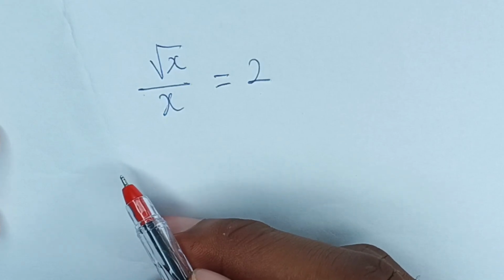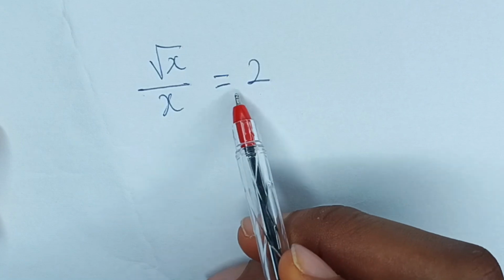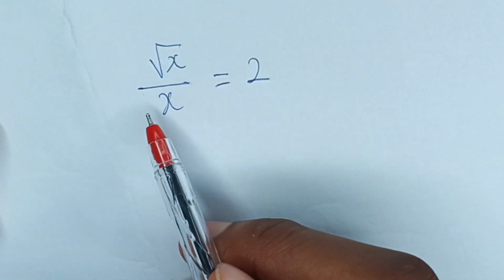Alright, let's solve this equation together. It says root of x over x is equal to 2. Okay, how do we solve this?